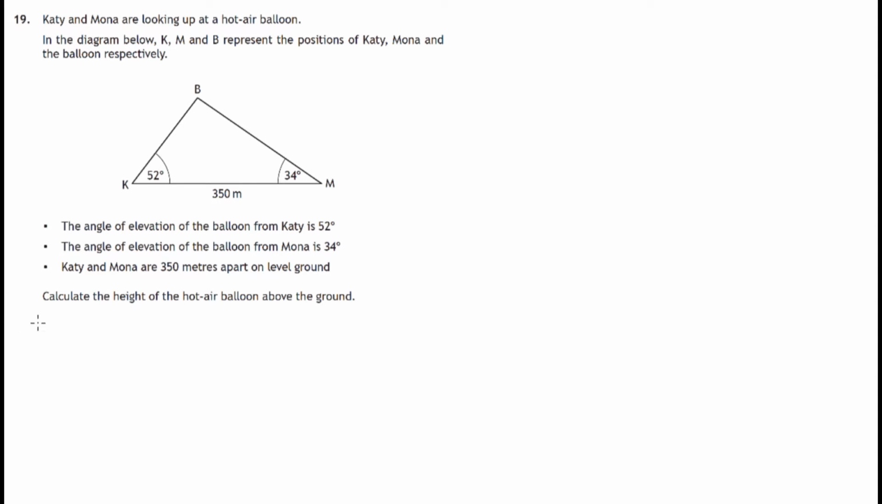So we need a strategy. Height of the balloon above the ground would be this length. There's Mona, 34 degrees. Now the only way we're going to be able to work out the length BN, the height in this right-angled triangle, is if we know another length in this triangle.